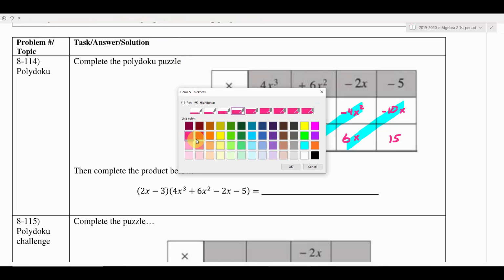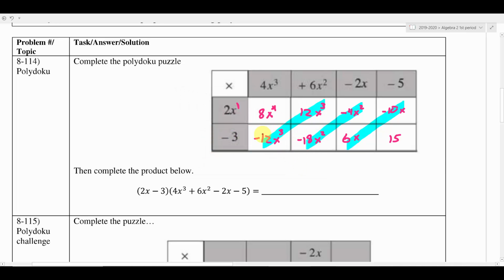Okay, so let's do that. Let me grab my pen back here. And then down here below, I'm going to go ahead and add up my like terms, right? So I have this 8x to the 4th. There's nothing else. There's no other 4th degree term. So I'm just going to bring that down here and write it underneath, right? So I have 8x to the 4th. And then I'm going to add up my cubes, right? So it's a negative 12 and a positive 12.